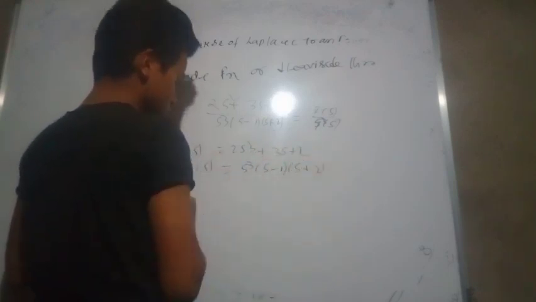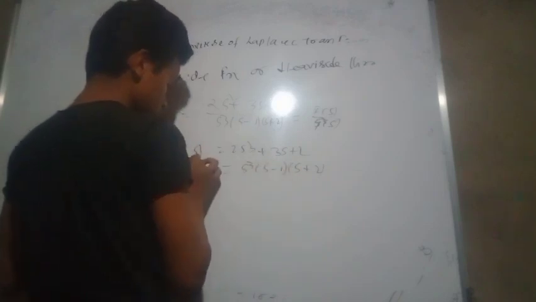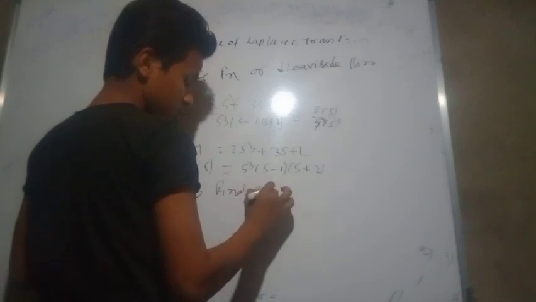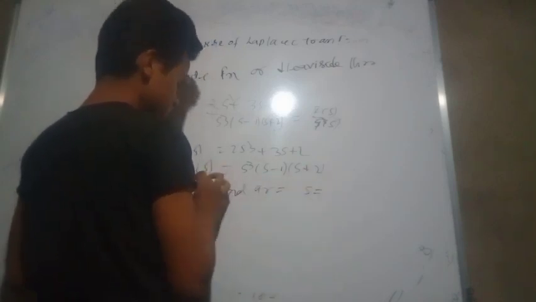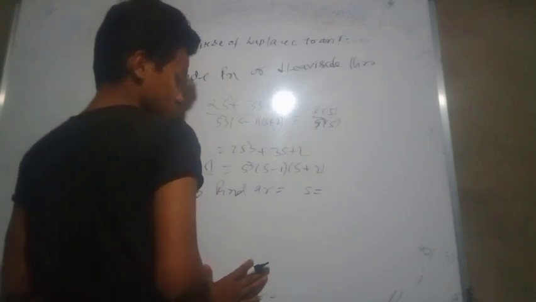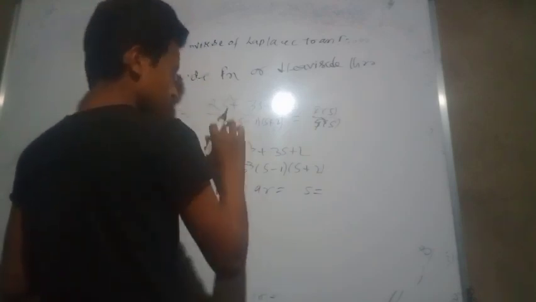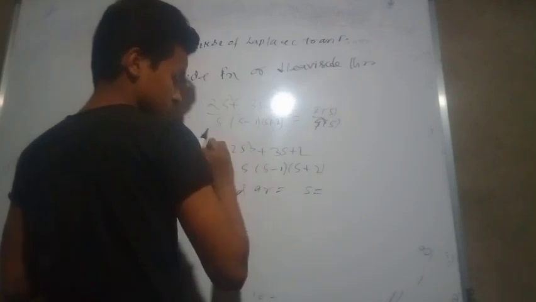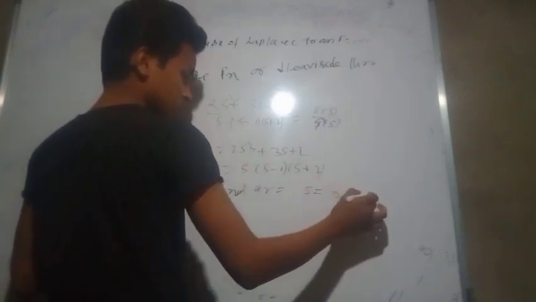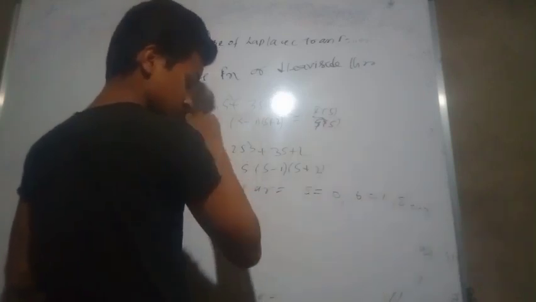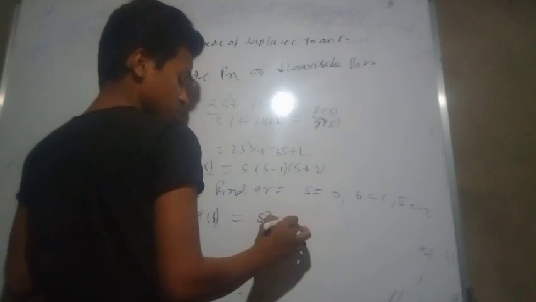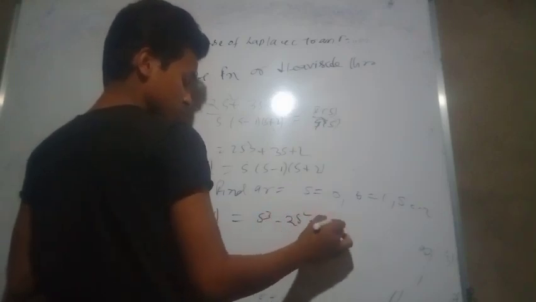To find the value of Ar, we put s equal to 0 so that we can find it. So when we put it equal to 0, s equals 1, s equals −2. Now G(s) equals s³ − 2s² + 2s − 2s. Okay, that is our result.